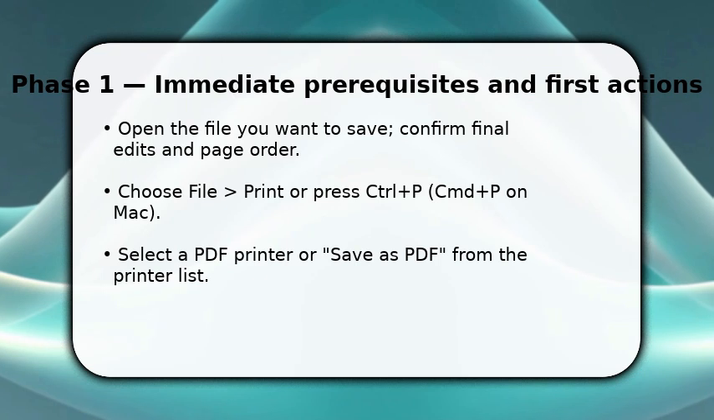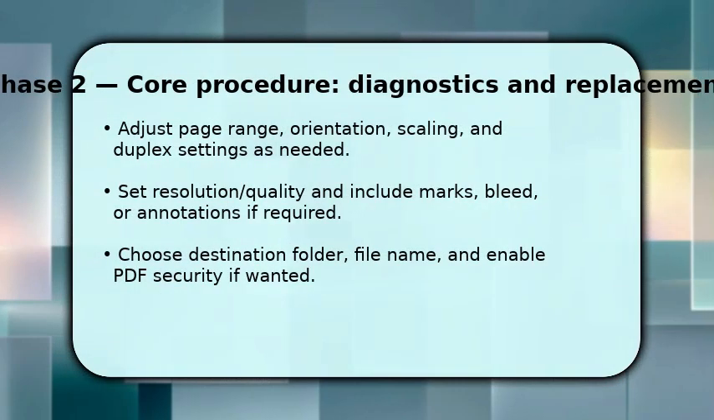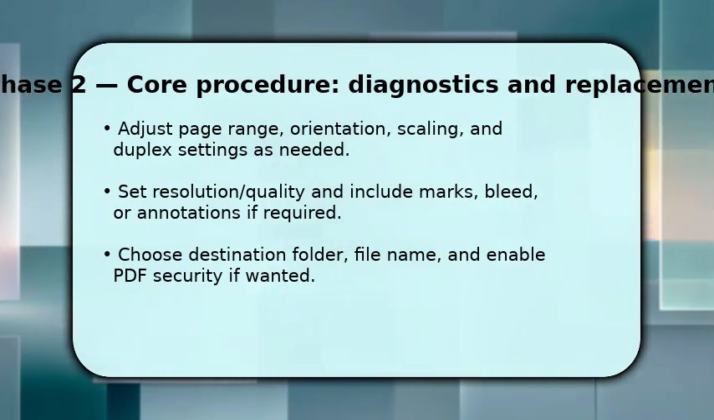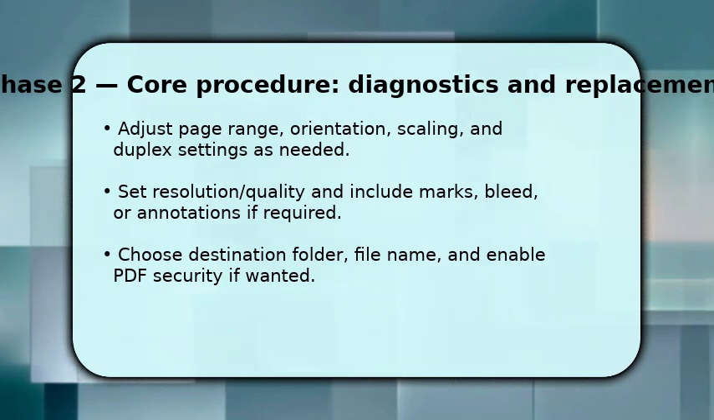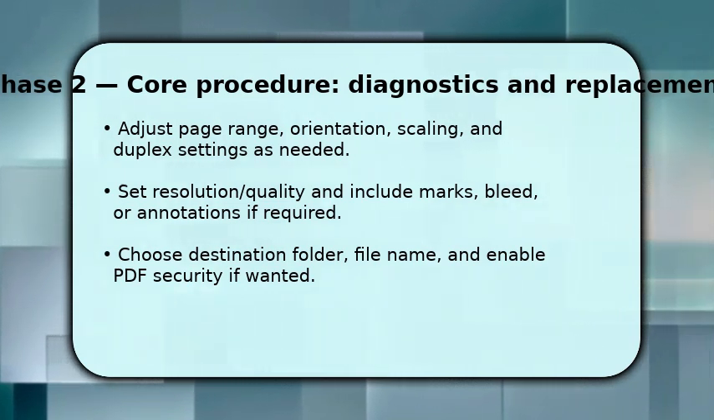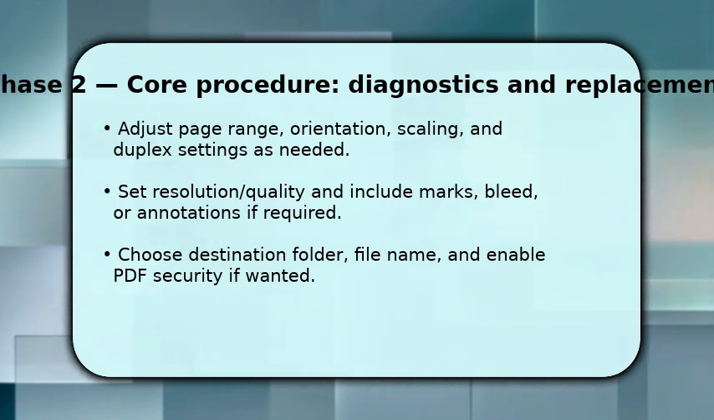Once you select Save as PDF, inspect the options. This is where the how and why matter. Choose the correct page range and scaling so nothing gets clipped, and pick orientation that matches your layout. Small mismatches ruin printed proportions.